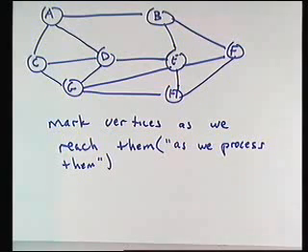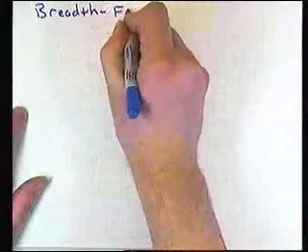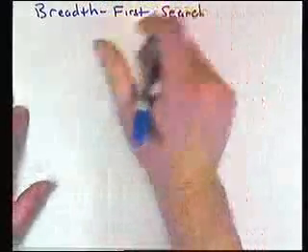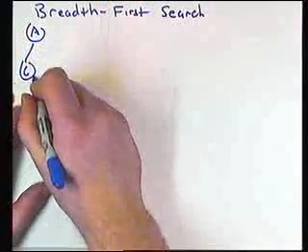So the first traversal method we will look at is known as breadth first search. And what this is going to proceed to do is to search broadly first. And of course, the question is, what on earth does that mean?